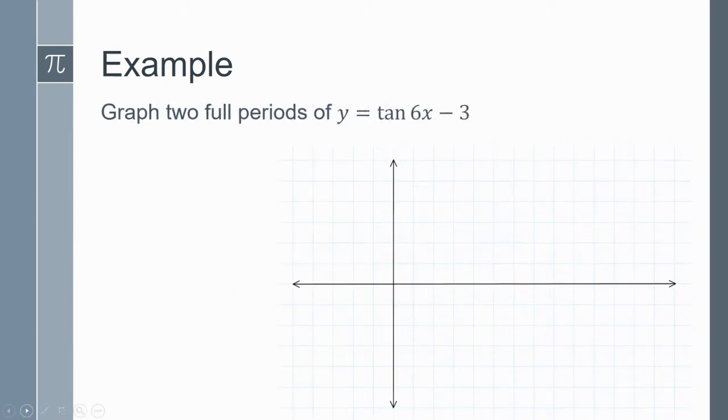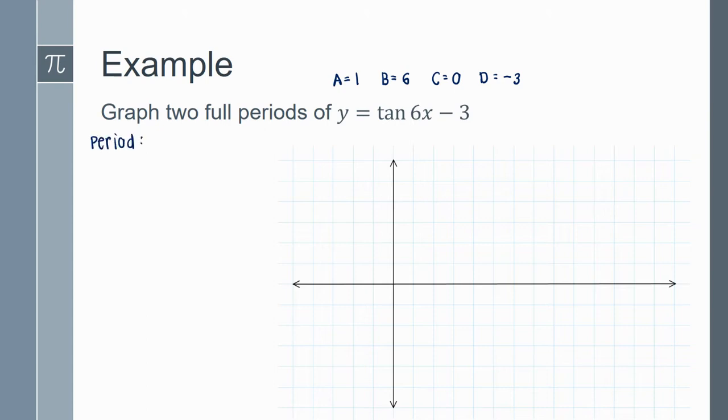Okay, let's do one more. So we're going to graph 2 full periods of y equals tangent of 6x minus 3. So once again, identify our A, our B, our C, and our D. So A is 1, B is 6. I don't see any parentheses, so C is 0. D is -3.